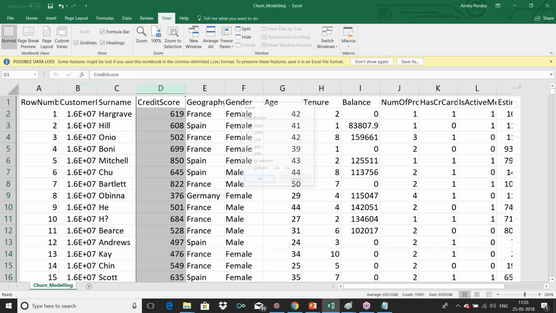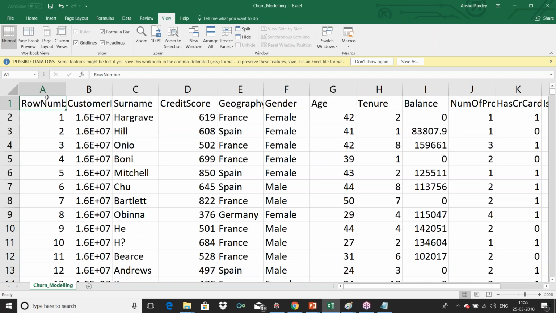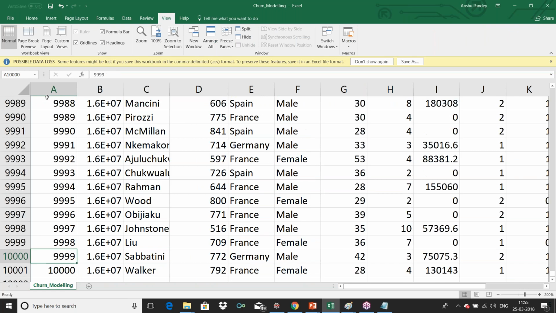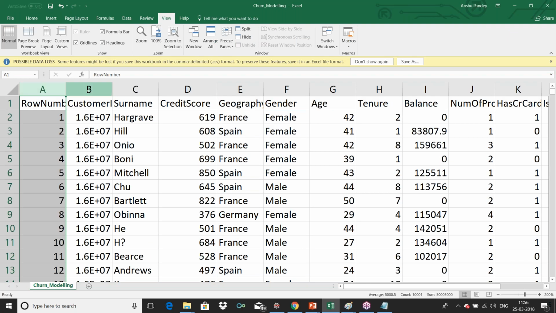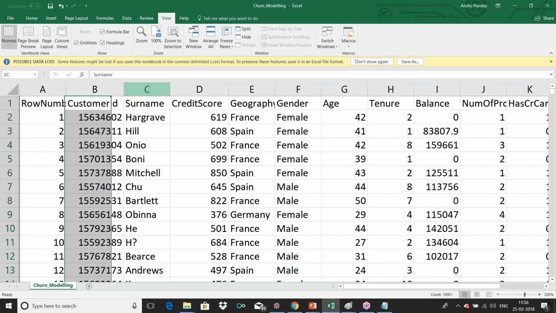So let's say that we have a bank, and the bank has given us the data of 10,000 customers, right? For every customer, we have the row number of the customer. We have the customer ID of the customer, right? We have the surname of every customer. We have the credit score of every customer. Let's say we have some values among 1,000, which shows the credit score or CIBIL score, you can say. We have the geography of the customer.